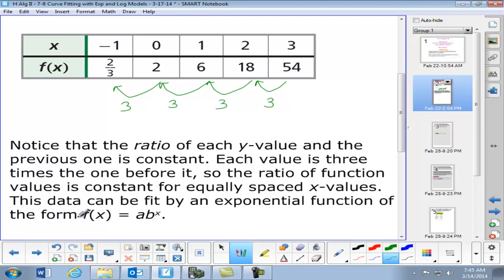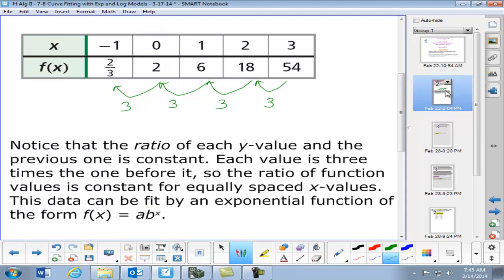So this is in the form f of x equals a b to the x. This value here is going to be your b value. So this ratio goes right here in b, which is 3. This value a is, remember, your y-intercept, so you can see that's 2. So even if we didn't know the original function, we could derive it because we know the ratio is 3, that goes here, and the y-intercept is 2, goes here. So 2 times 3 to the x.